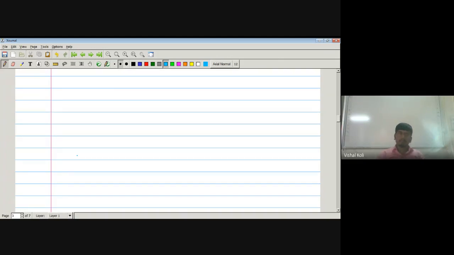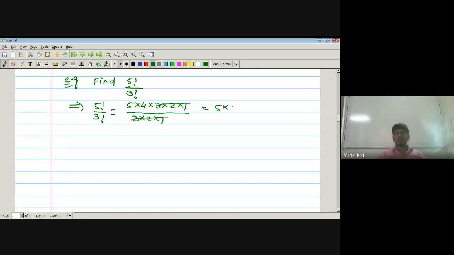Okay, there is no doubt, then solve this one. What is the value of 5 factorial divided by 3 factorial? Find out this one. 5 factorial divided by 3 factorial is 5 into 4 into 3 into 2 into 1 divided by 3 into 2 into 1. These get cancelled, and which is equal to 5 into 4, that is 20.